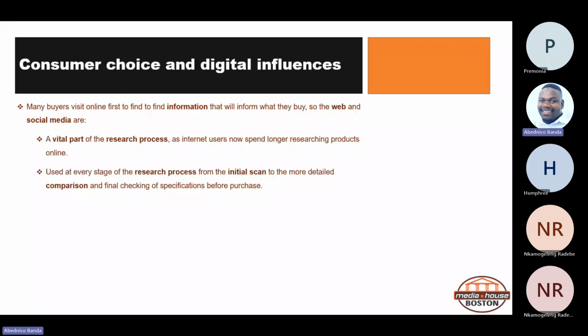Consumer choice and digital influences. These are also vital when it comes to digital marketing planning. Many buyers visit online first to find information that will inform what they buy. So the web and social media are a vital part of the research process, as internet users now spend longer researching products. Secondly, web and social media are used at every stage of the research process, from the initial scan to the more detailed comparison and final checking of specifications before the purchase.